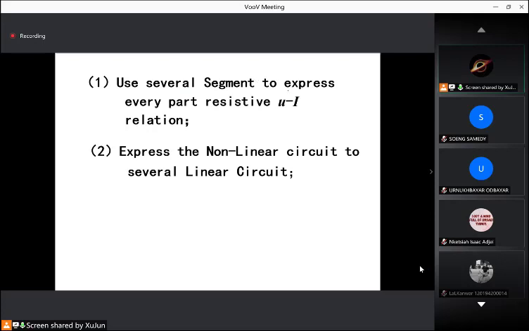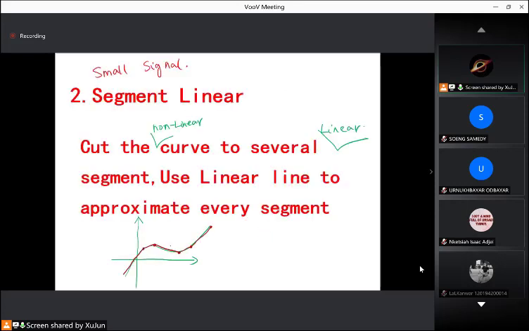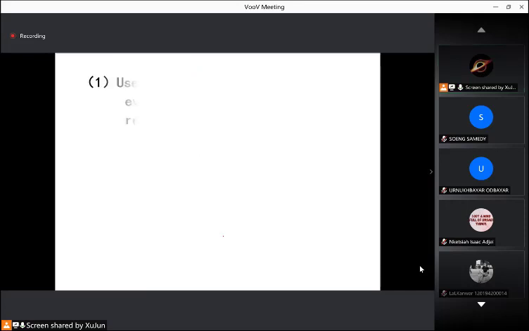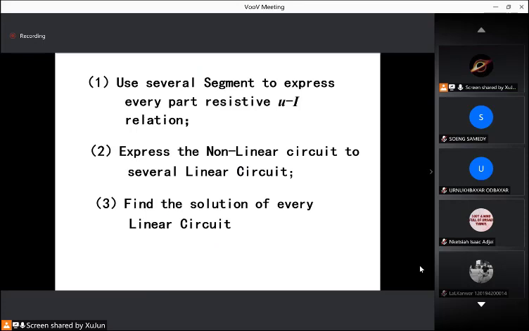Use several segments to express every part of the resistive UI relation. Express the nonlinear curve as several linear circuits, and find the solution of every linear circuit. For this total nonlinear curve, we treat it as 1, 2, 3, 4, 5. Total 5 linear resistors. And then find the solution of every linear part. But we should check every solution. Check if it is reliable.